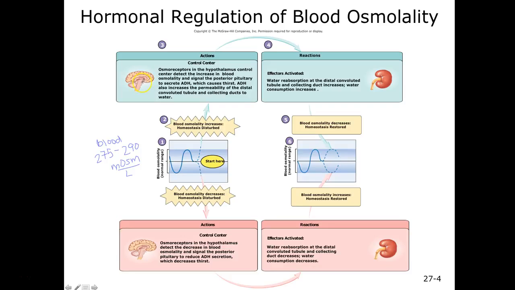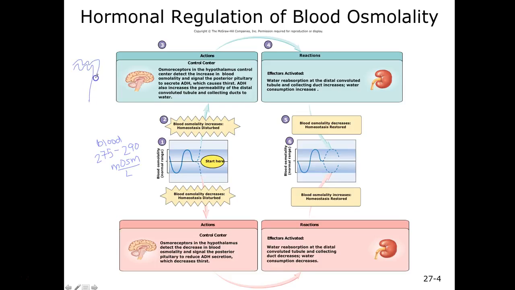We see that we have an increase in blood osmolality, and we secrete ADH, yes. And that's going to cause thirst. Do you guys remember what ADH does? Well, it says right here, but we're going to go over to our distal convoluted tubule and our collecting duct.